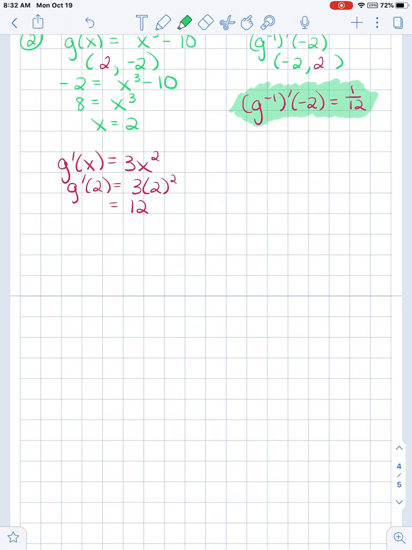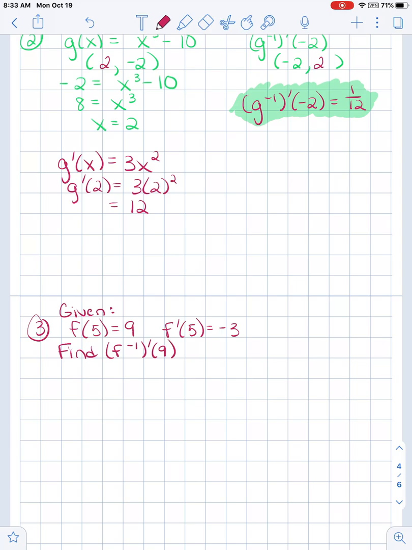Okay, let's try one with no functions at all. I kind of like this red, I'm going to stick with it. We know that f of 5 is equal to 9, and f prime of 5 is equal to -3. So this stuff is given to you. You know this is true. I want you to find the derivative of the inverse at 9.